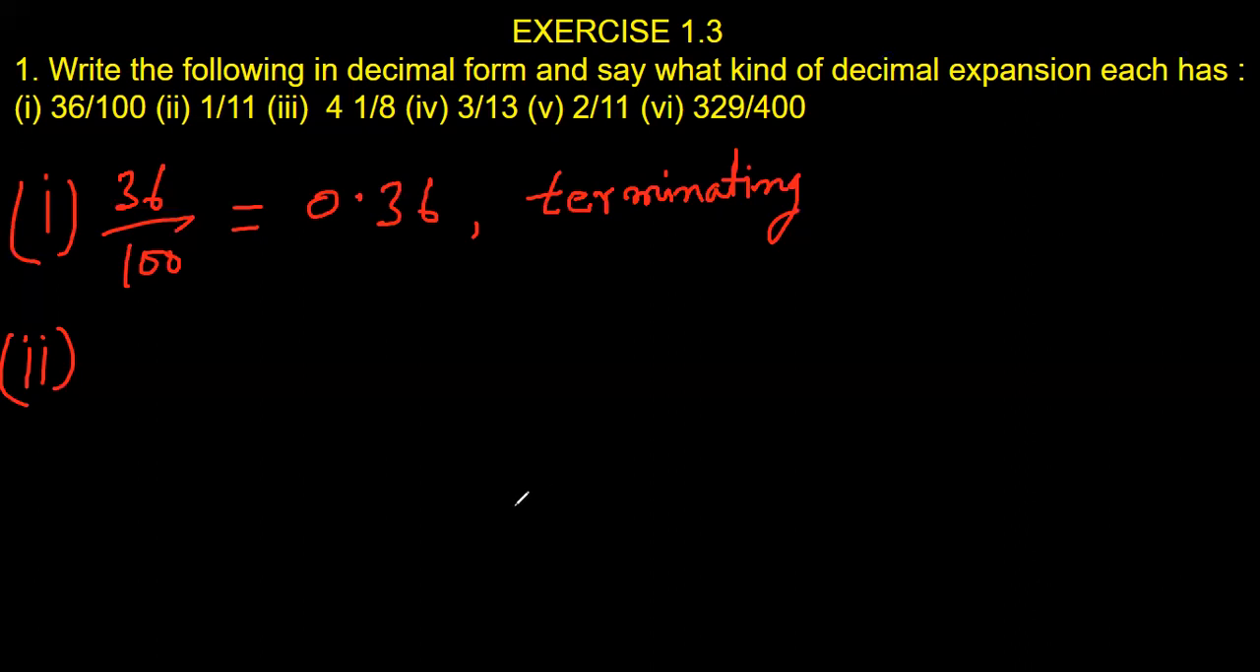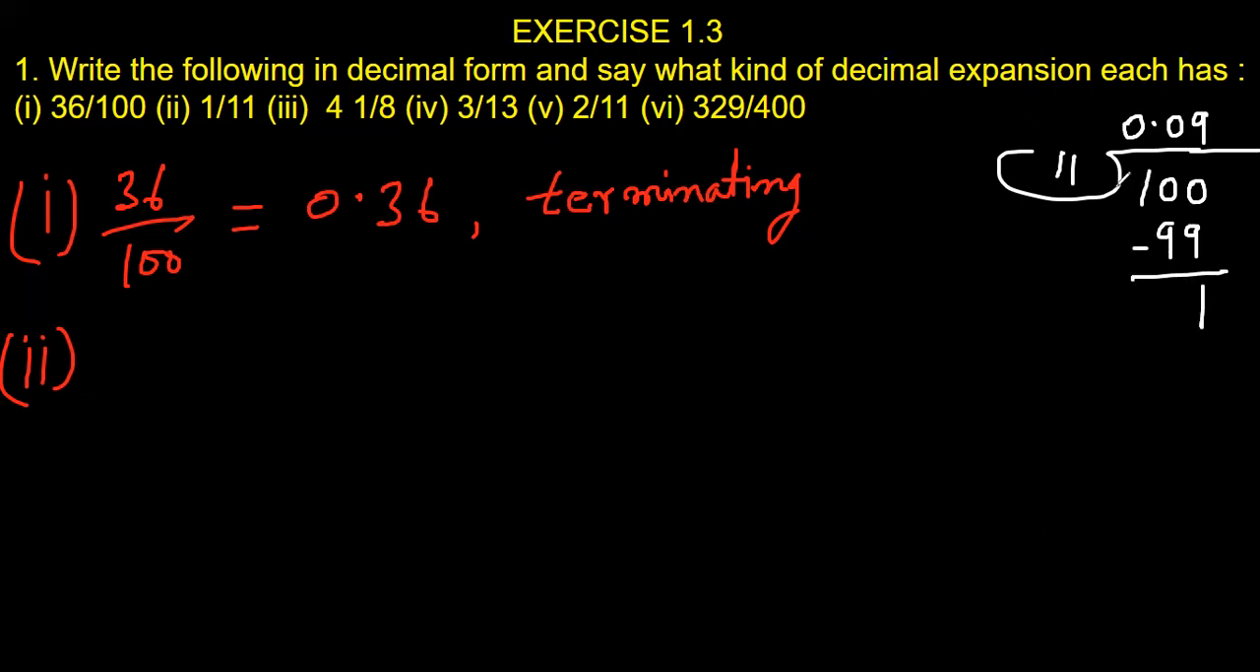Let's see part 2. Part 2 is 1 divided by 11. So divide 1 by 11. See, 11 and 1. 1 is not divisible, so 0 point, it gets 10, still not divisible, so you put a 0, and now one more 0 is added, and then 11 9 99. Look, when you subtract, you get again the same number 1. The number, it was 1 by 11, no? You get the same as the numerator. Means the same process will get repeated now.